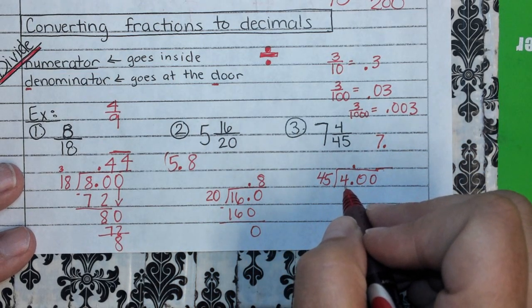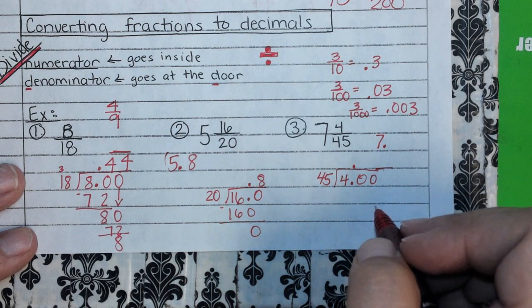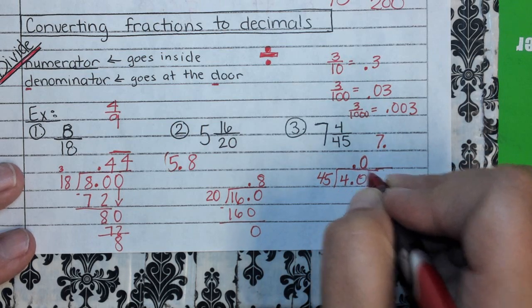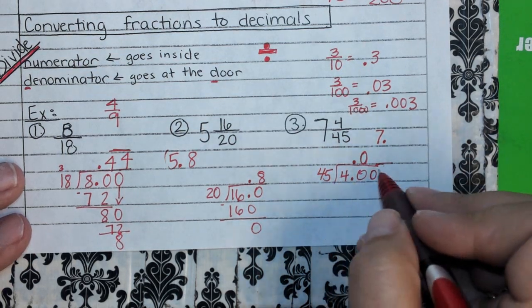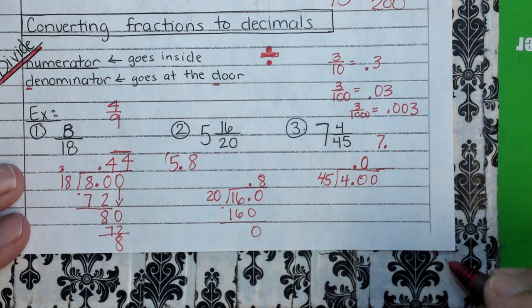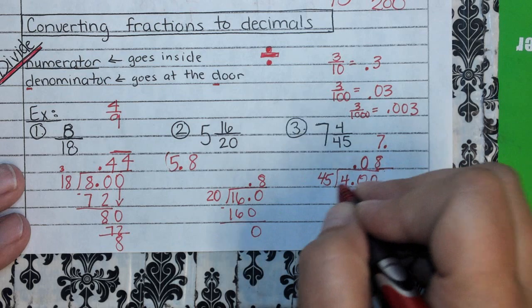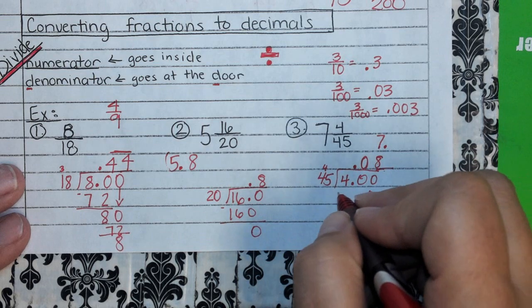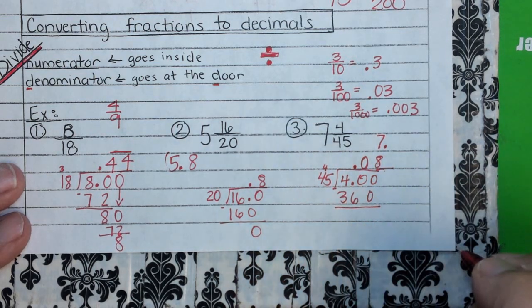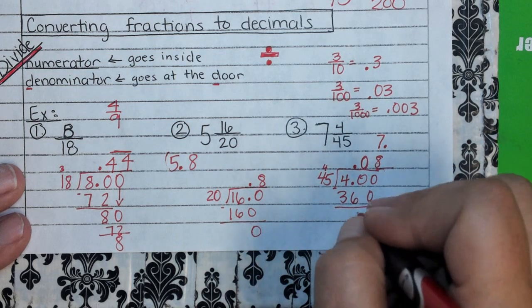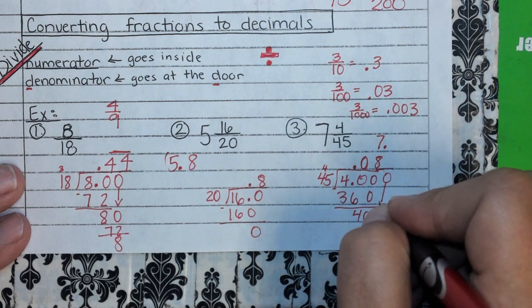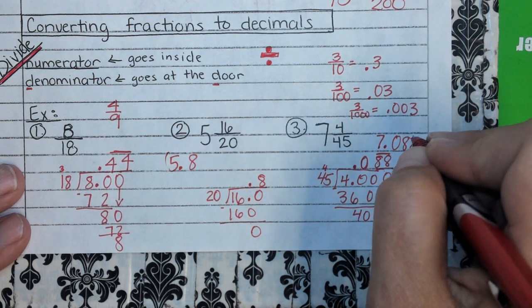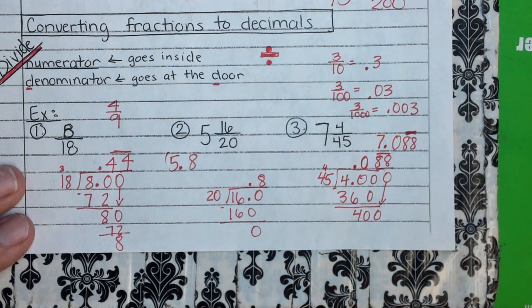Okay, can 45 go into 4? No. Can 45 go into 40? No. What have I got to put right here? A 0. Because now that I have my decimal, I have to have a placeholder. But 45 can go into 400. 8 times, very good. 8 times 5 is 40. 8 times 4 is 32, plus 4 is 36. If I have 400 minus 36, 360. 40 left over. If I add another 0, guess where we are? Repeating decimal. So 7.088, and the 8s are repeating.